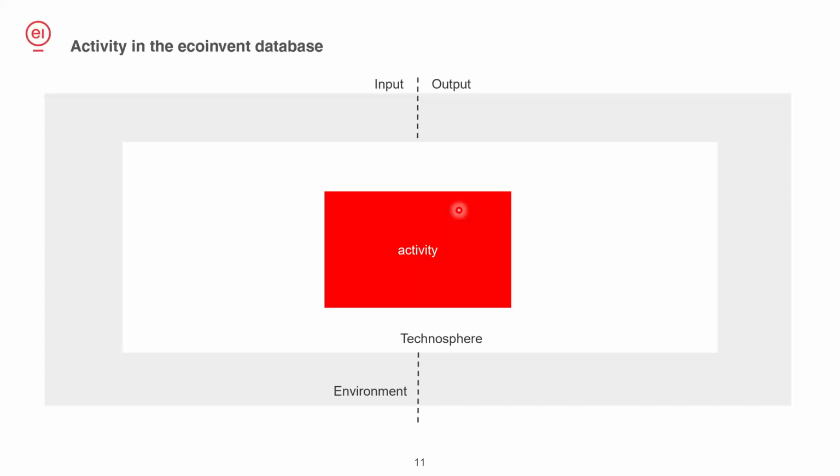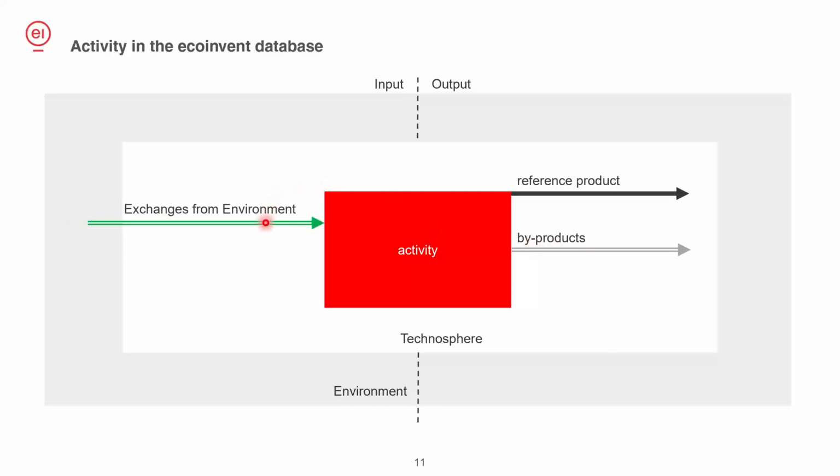An activity is the smallest element in the ecoinvent database. It's a block upon which the whole database is created. An activity represents a unit process of a human activity. An activity has a reference product, which is the main reason for performing the activity. For example, the activity aluminium production produces aluminium, and the production of aluminium is the main reason for performing this activity. In addition, an activity can have one or more byproducts.